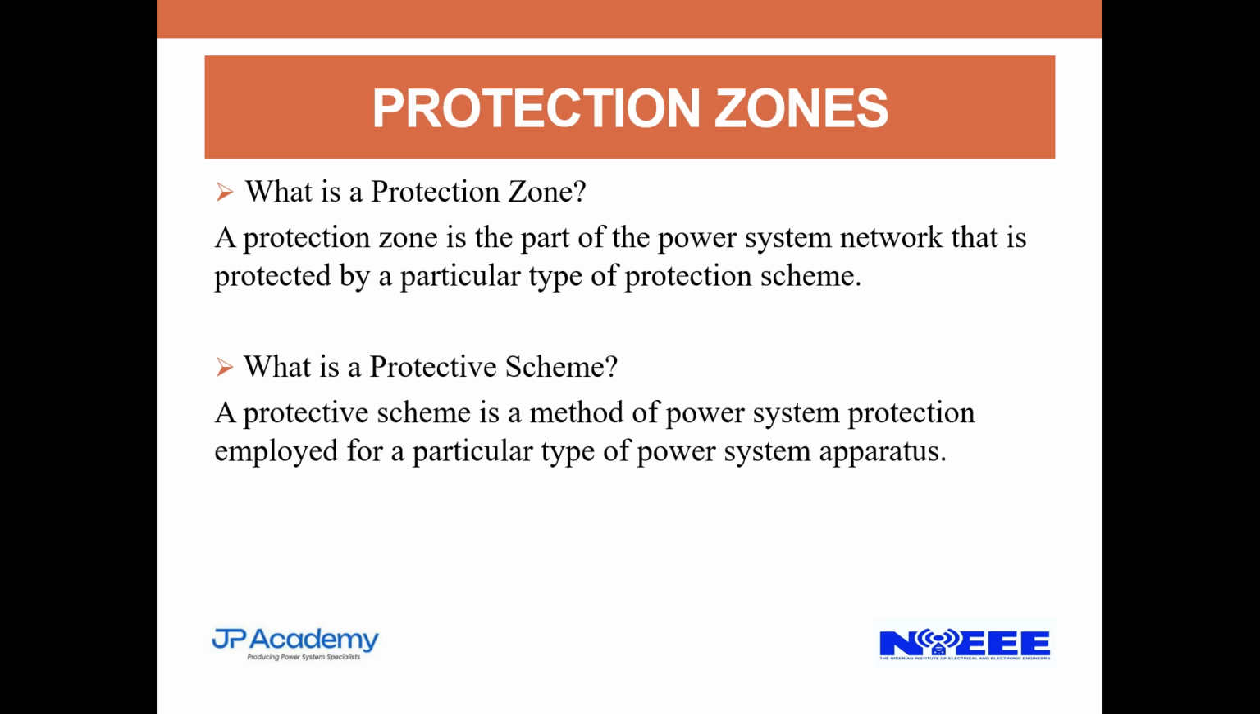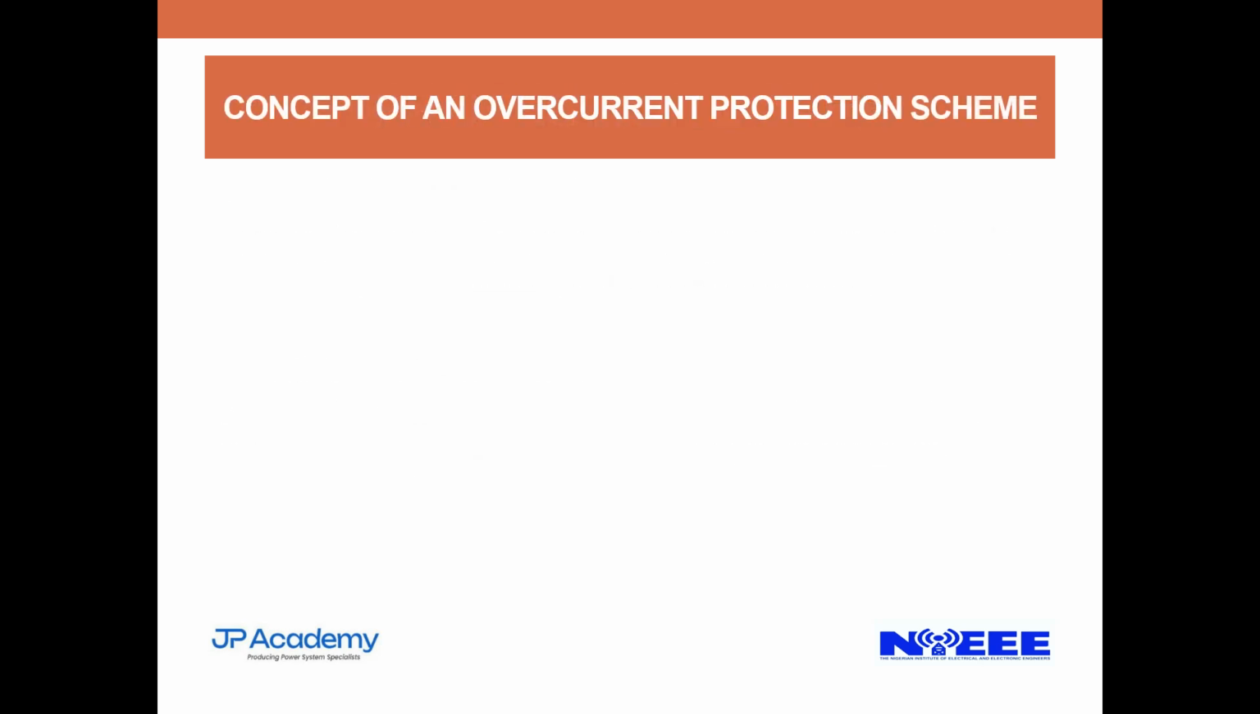And the aim of this protective scheme is to isolate a faulty section from the healthy section in order to ensure continuity of power supply without any severe damage arising from the introduction of the fault. Basically, in electrical power systems, we have multiple protection schemes. We have the overcurrent protection scheme, the differential protection scheme, the distance protection scheme, and all that. So let's start from the concept of an overcurrent protection scheme.